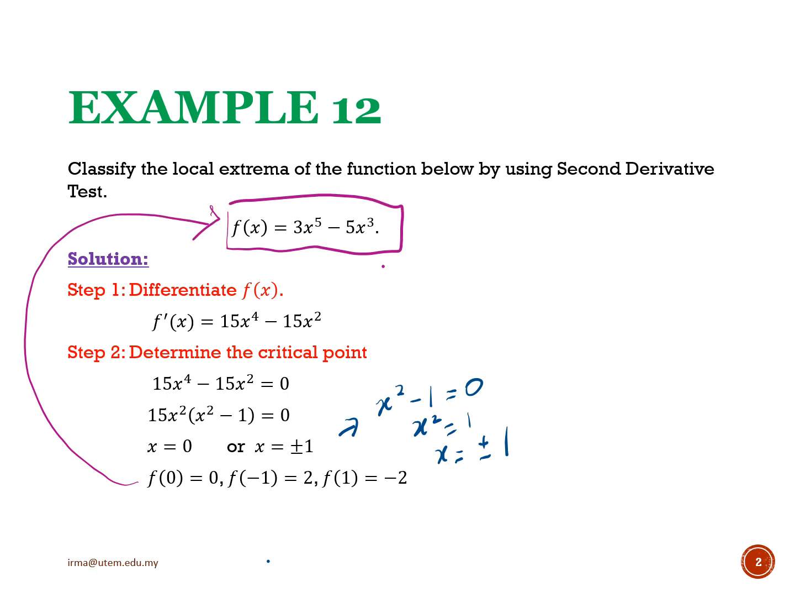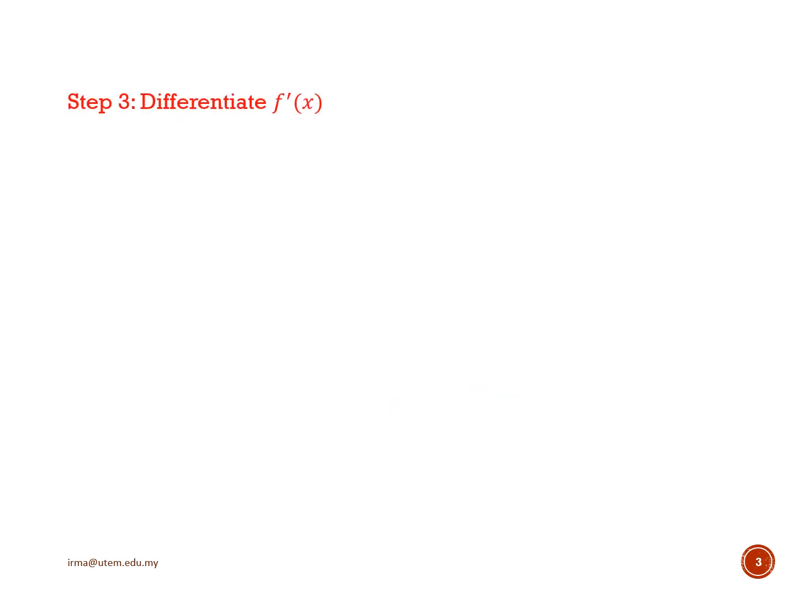This you get from the function given in the question. So from this we have 3 critical points now, which are (0, 0), (negative 1, 2), and (1, negative 2). All these 3 critical points we will use for the next step. So step 3, we differentiate f prime to get f double prime. So f double prime, we will get 60x cubed minus 30x.